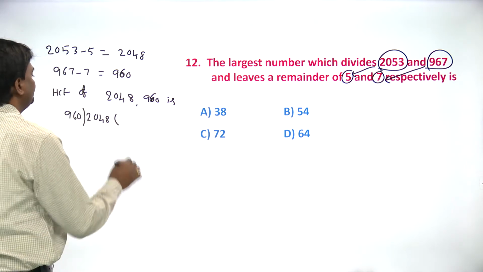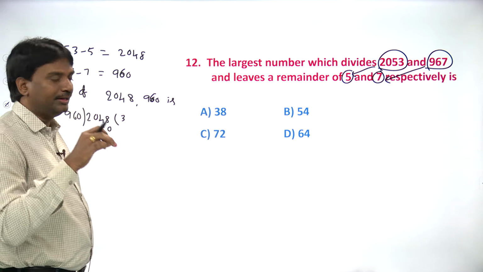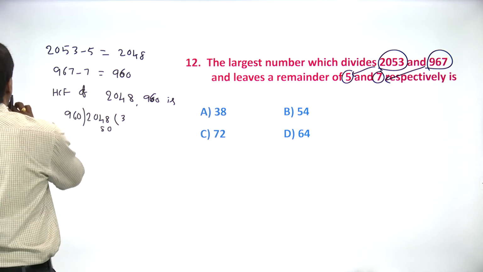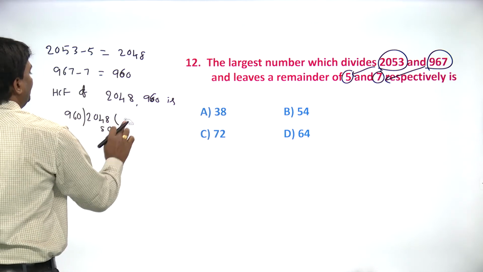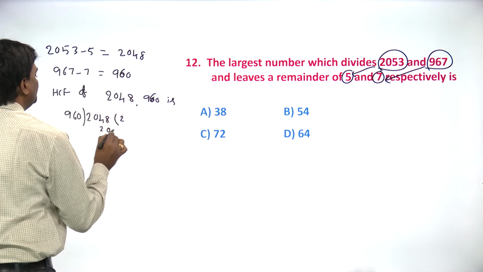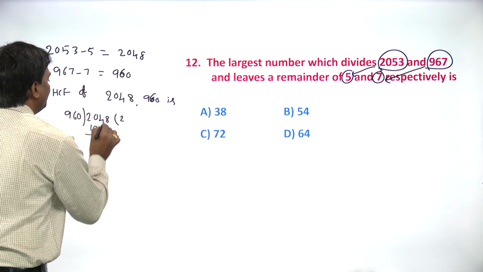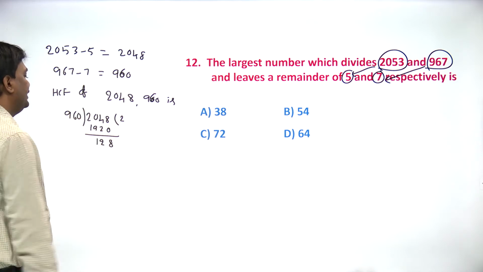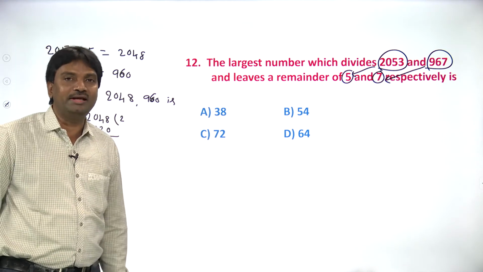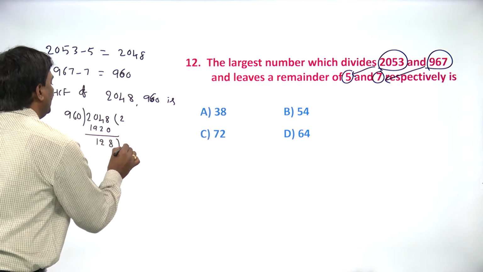If we take 3 times, you will get more than 2048, so let us take 2 times. 2 into 0, 0; 2 6s are 12, 2 9s are 18 plus 1, 19. So 20 minus 19 is 1. Here we have not gotten the remainder as 0. We have gotten 128, so again we have to divide the divisor 960 by the remainder 128.